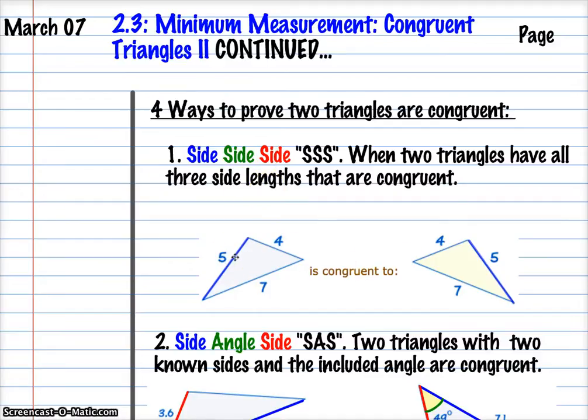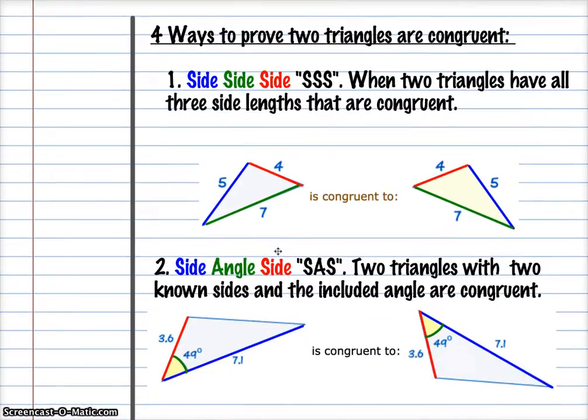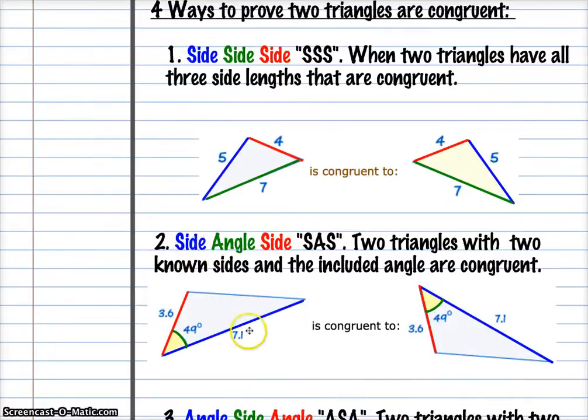So this side and this side, the 7s are the same and 4s are the same. Now they can only be put together one way. You cannot create a triangle with 3 sides that are the same in any other way than making 2 congruent triangles. The second way is side, angle, side.